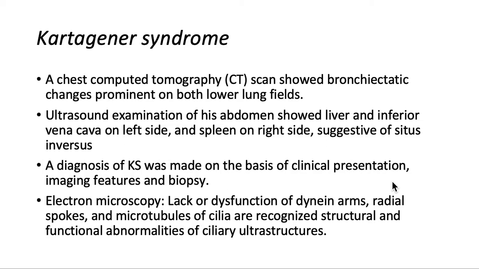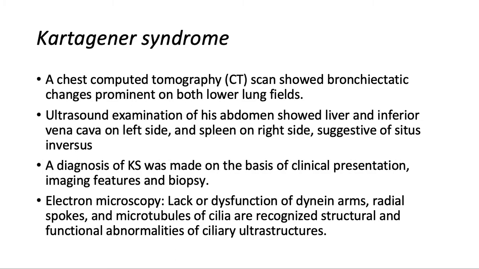A chest computed tomography scan showed bronchiectatic changes prominent on both lower lung fields. Ultrasound examination of his abdomen showed liver and inferior vena cava on the left side and spleen on the right side, suggestive of situs inversus. A diagnosis of Kartagener syndrome was made on the basis of clinical presentation, imaging features, and biopsy.